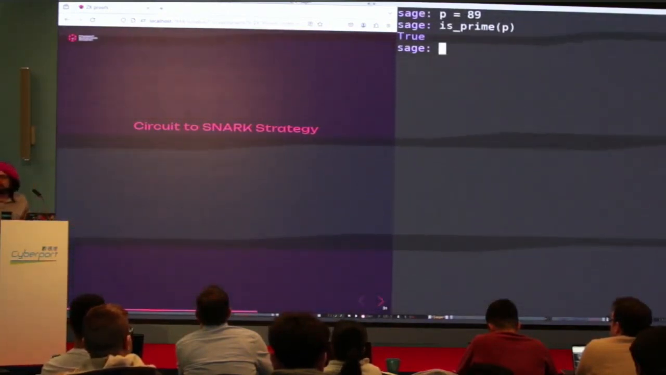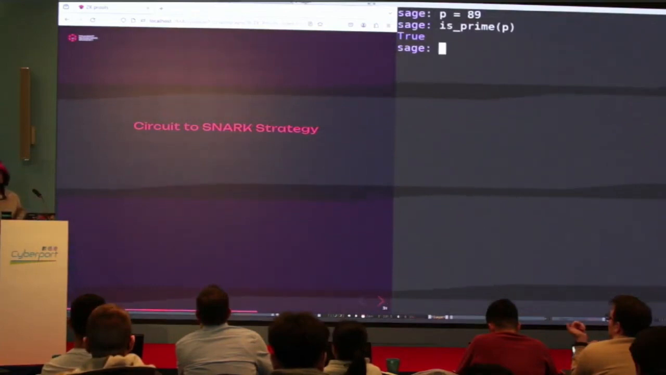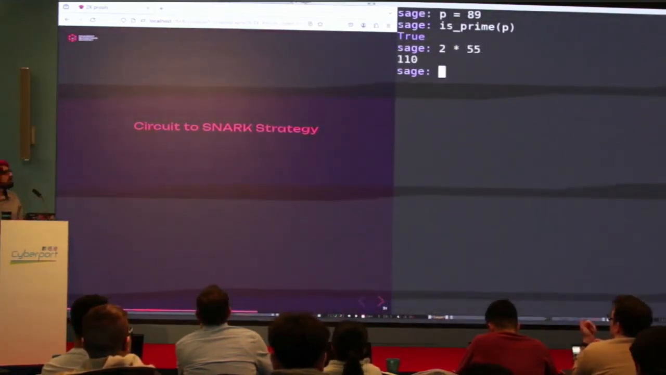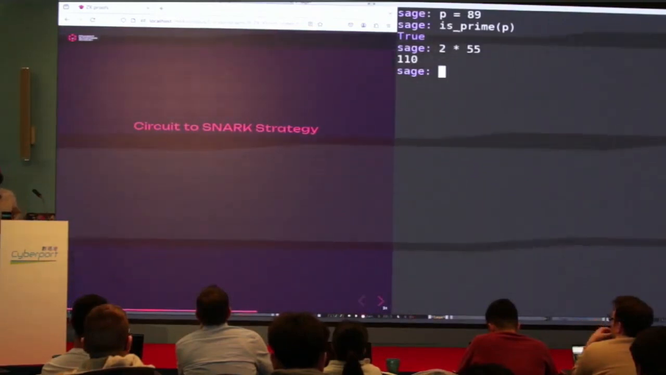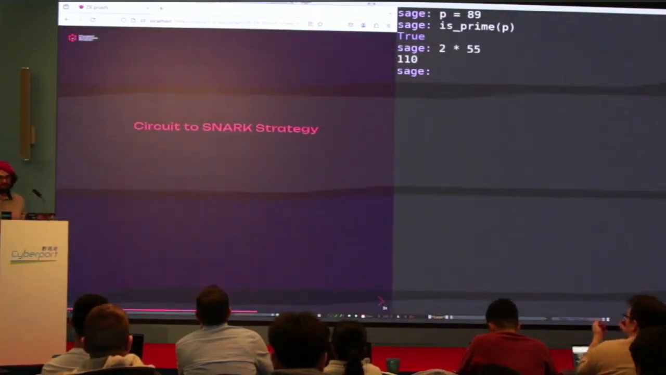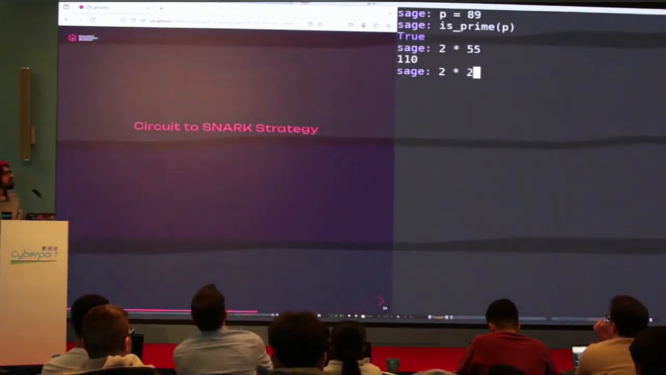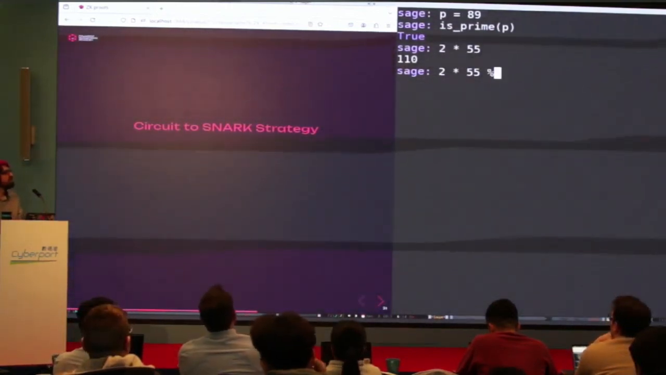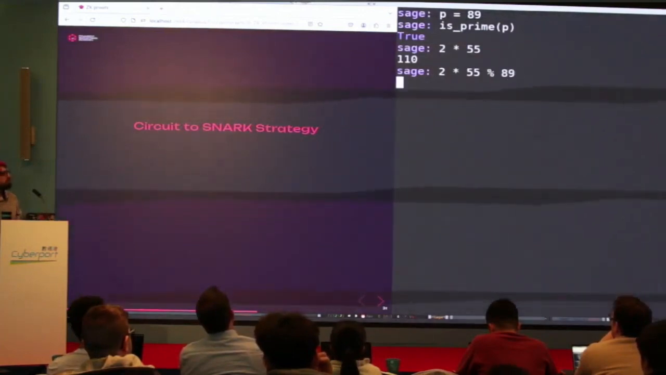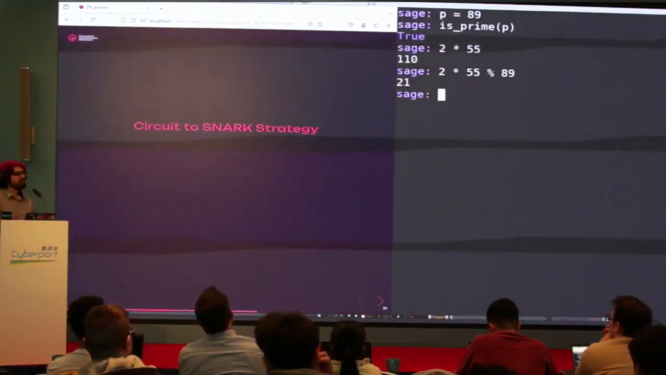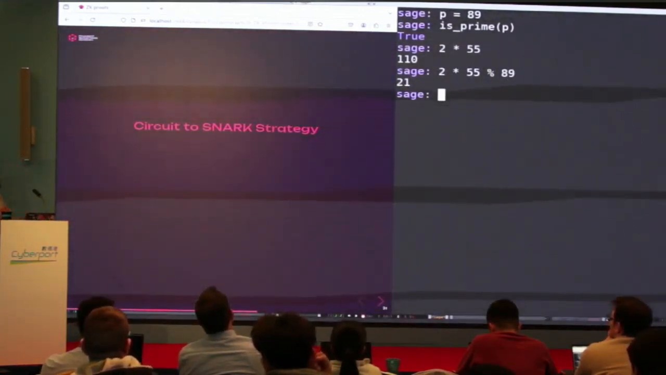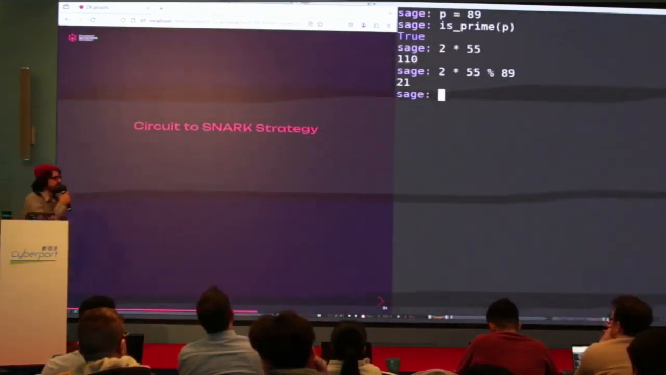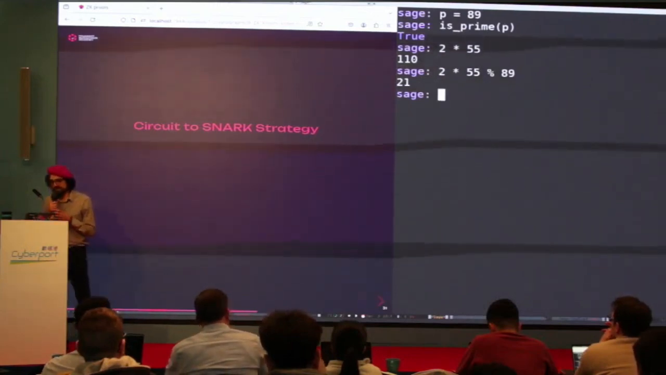And then you come and tell me, prove to me that you have 2 factors. And the 2 factors I have are 2 and 55, which result in 110, but you don't know, right? You had put the condition that 2 times 55 is equal to 21, but everything is remainder by 89. So then I can cheat and show 2 and 55 and tell you that's their factors. So I have to limit them so they are not big, so you cannot cheat.